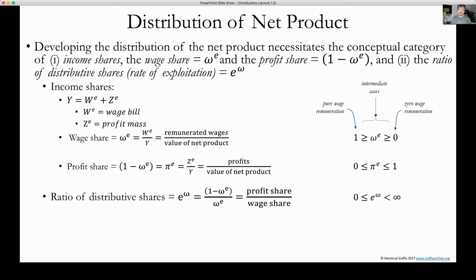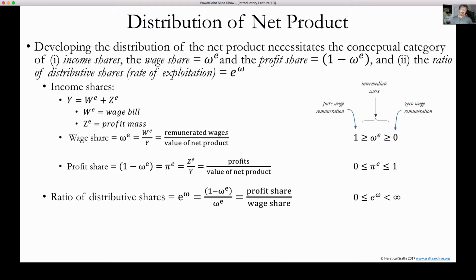0 minimum wage. So in looking at the distribution, we have to develop 2 conceptual categories. The first is going to be the income share, and the second is going to be the ratio of distributive shares or the rate of exploitation. I've been speaking about these in the previous slides all over, but here we're now going to try to define them in a little bit more detail.